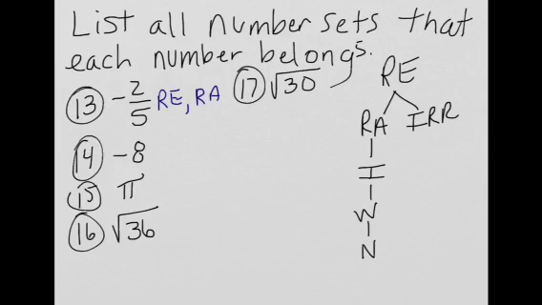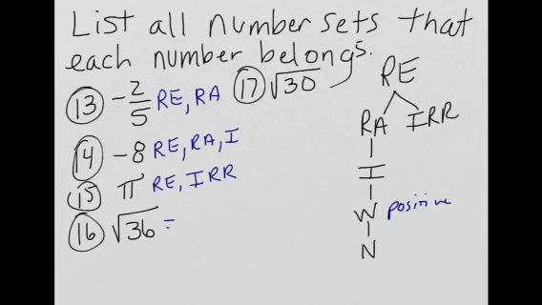Negative 8. Negative 8 is real, and it's rational. If it's rational, we need to check to see if it's an integer. It is an integer. Then we need to check to see if it's a whole number. It's not a whole number because all whole numbers are positive. Okay, pi is a real number, and because it doesn't end and it doesn't repeat, it's irrational.